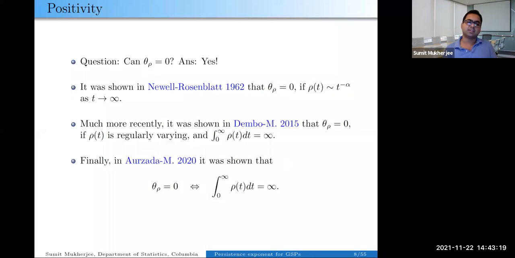And sharpening it, it was shown in this more recent paper that this neat characterization holds for non-negative correlations again. So this does away with the requirement of regularly varying. So it says that your exponent is 0 if and only if your integral diverges. Right? So that's that. So the exponent can be 0 or it can be positive. But okay, so this is the characterization.